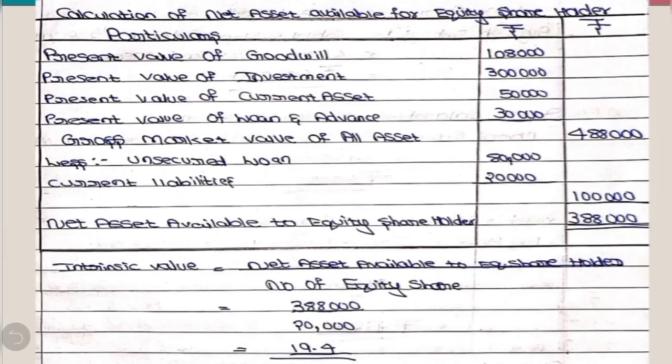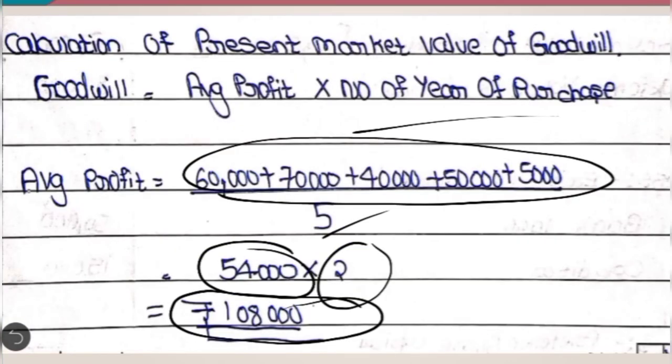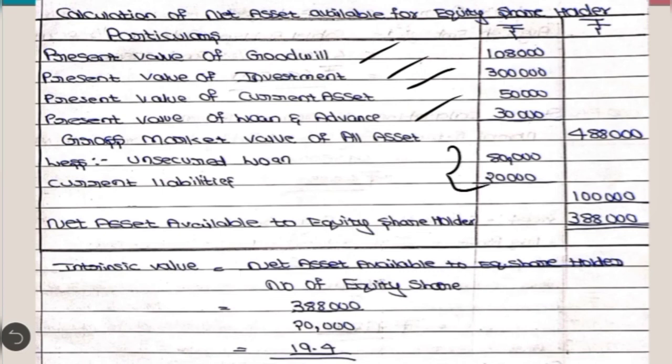So these are the assets you have to write: present value of goodwill which you calculated in the working note, investment, current assets and loans and advances. The total of this comes to 4,88,000, which is called gross market value of all assets. Then coming to the liabilities, first they have given share capital, no; reserves and surplus, no; profit and loss account, no; unsecured loan, yes, it is a liability; current liabilities, yes, okay. So this liability you are going to deduct. So you will have a balance of 3,88,000.